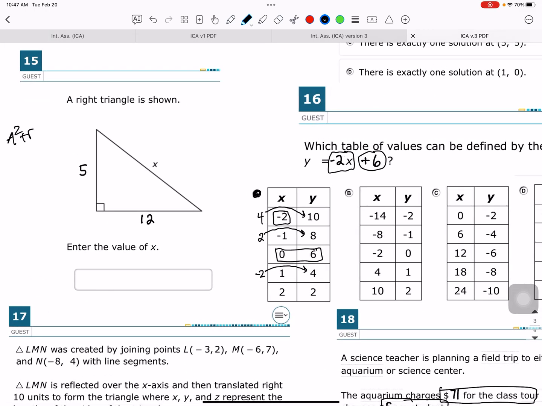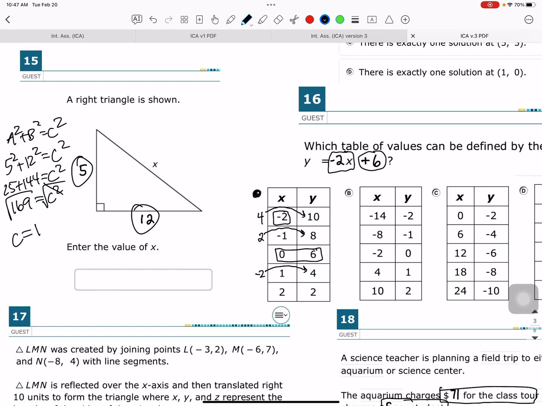A squared plus B squared equals C squared. This is my A and my B, so 5 to the second power plus 12 to the second power equals I don't know to the second power. 25 plus 144 equals I don't know to the second power. 169 equals I don't know to the second power, so we take the square roots. That gets rid of the second power, and C equals 13.